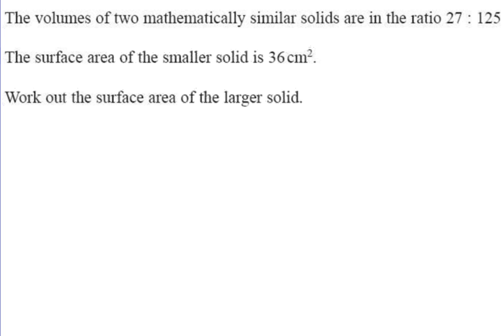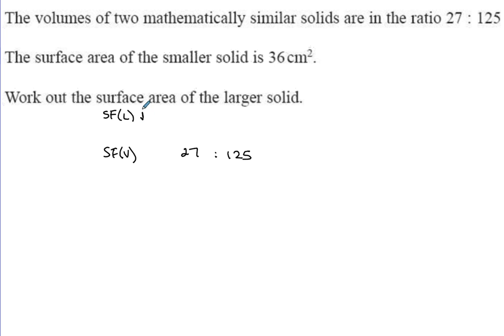Okay, the volume of two mathematically similar solids are in the ratio 27 to 125. So that is the scale factor or ratio of the volume. So we'll just write it as a ratio form, 27 to 125. The surface area of the smaller solid is 36. Work out the surface area of the largest solid. So you can tell we've got to find the ratio or the scale factor of the length first.